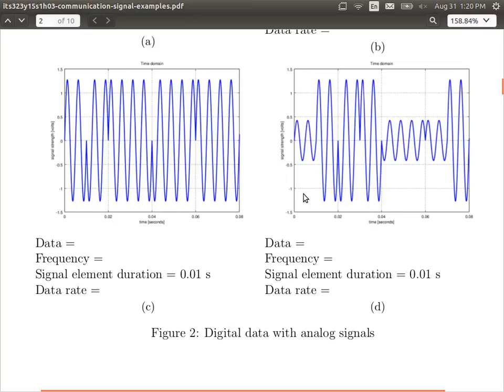In the first case, we had two different signal elements, and we got 100 bits per second. In the second case, we had four different signal elements, and we got 200 bits per second, all other factors being the same. If I wanted 300 bits per second, what would I do? Keeping all the other factors the same, how would I get 300 bits per second? How many different signal elements would I use?